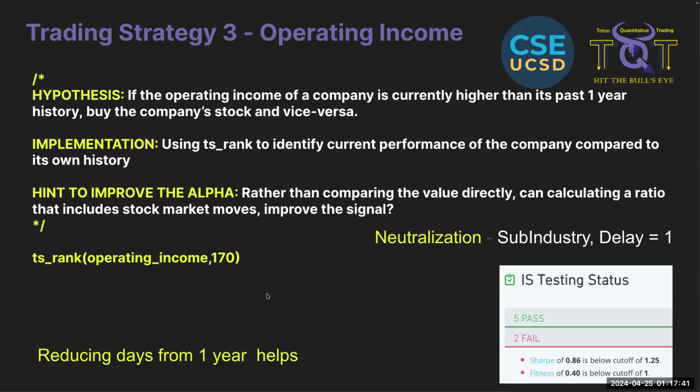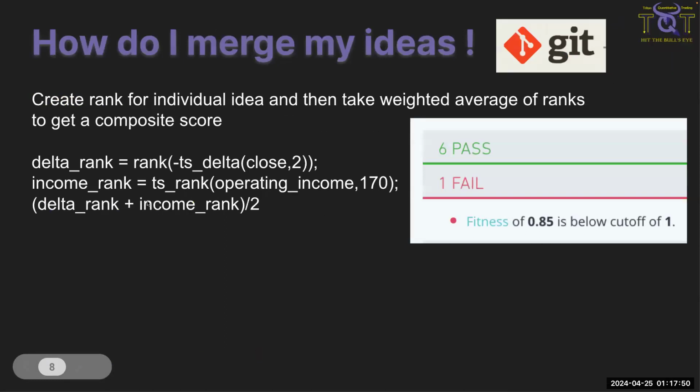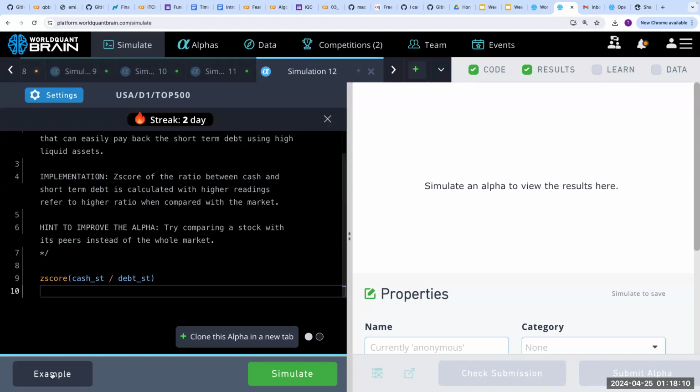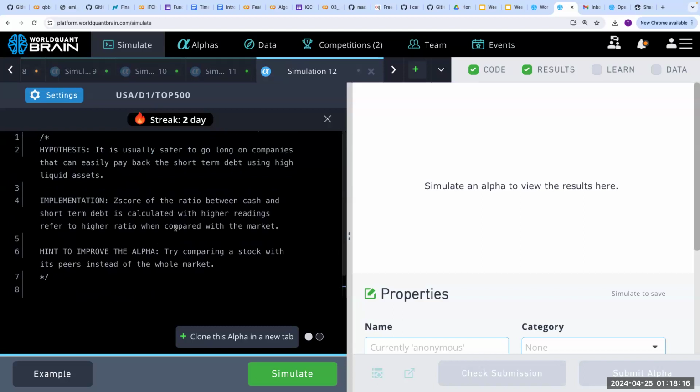Now, how am I coming up with this hint to improve the alpha? I'll just quickly share that. Let's say you don't have a strategy in mind, but you do want to start off, right? You don't know how things can work in finance. So what you can do is just click on this example, and it will show up one such alpha which can be used. So here it says, okay, it is usually safer to go long on companies that can easily pay back short-term debt using highly liquid assets.